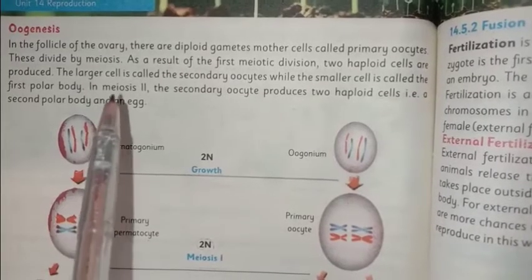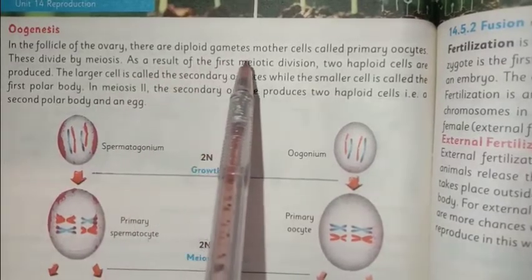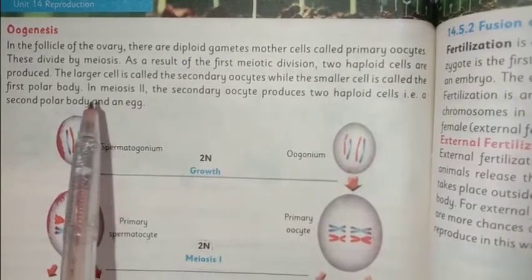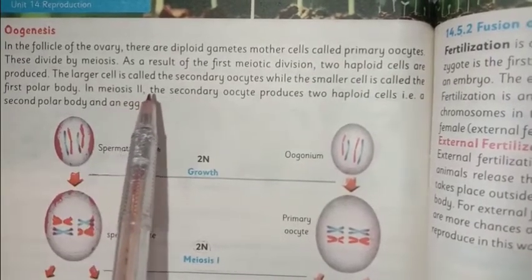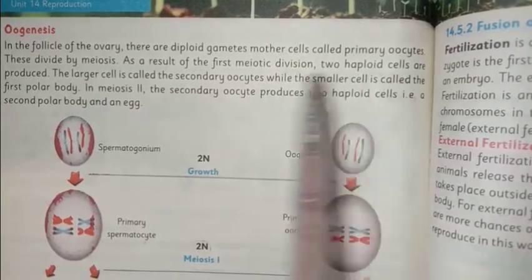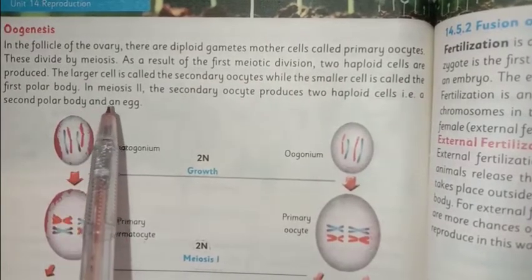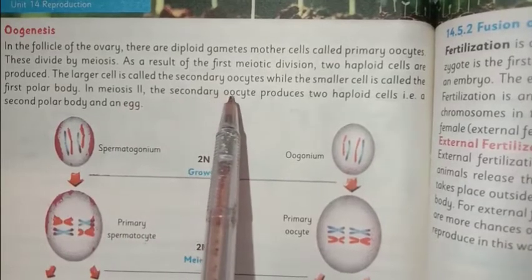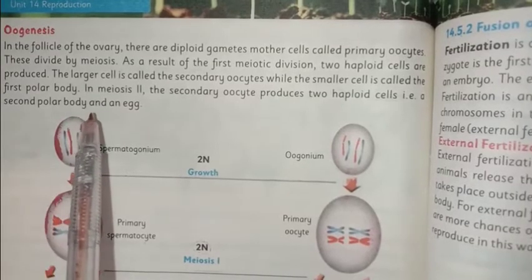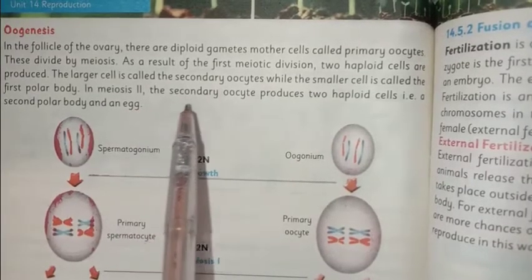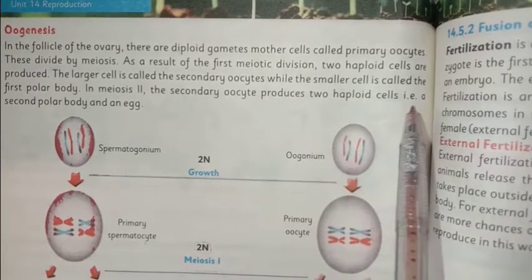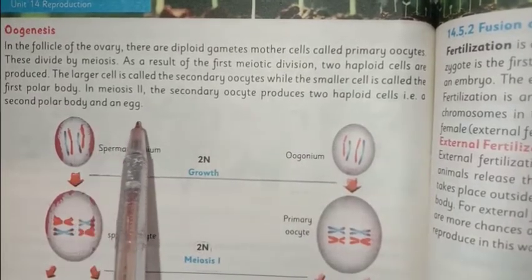Oogenesis. In the follicle of the ovary, there are diploid gamete mother cells called primary oocytes. These divide by meiosis. As a result of the first meiotic division, 2 haploid cells are produced. The large cell is called the secondary oocyte, while the small cell is called the first polar body. In meiosis 2, the secondary oocyte produces 2 haploid cells, the second polar body and the egg.